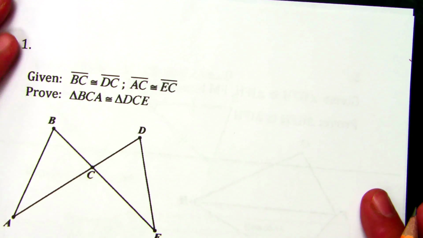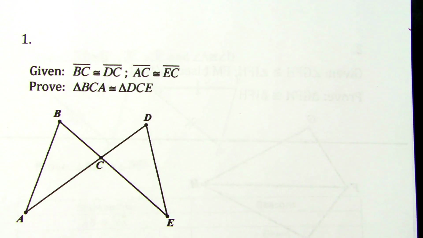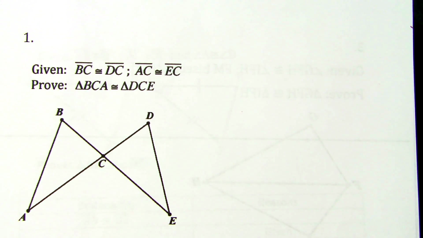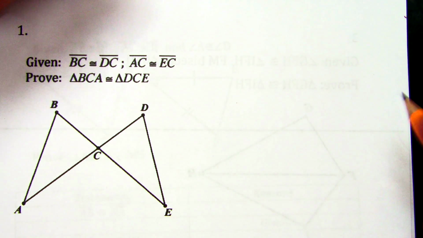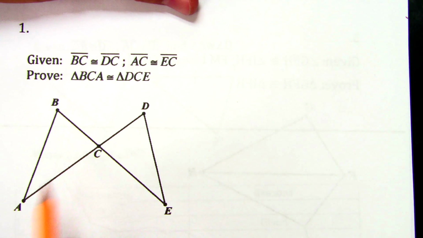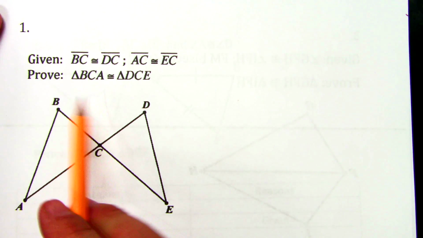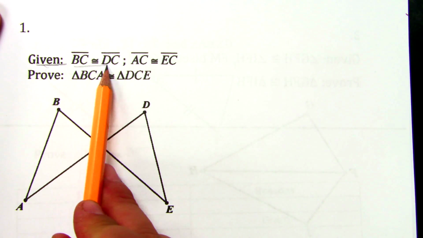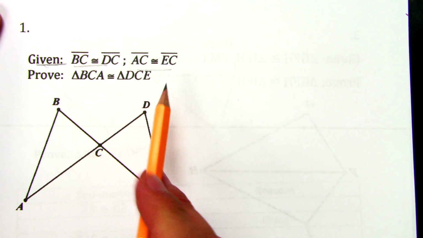So I'm going to talk a little bit about how to prove two triangles are congruent. I'm going to go through the steps here, and we'll see how it works out. The first thing I want to do is, I'm given these two things, that BC is congruent to DC and AC is congruent to EC.